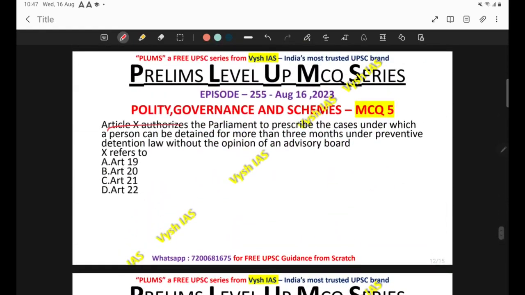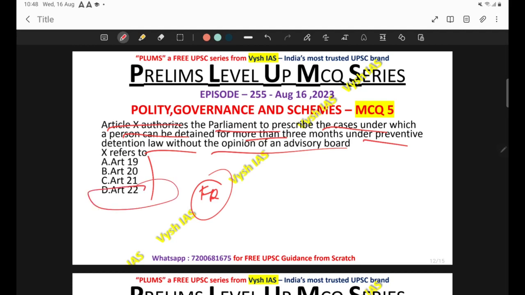Come to the next. Article X authorizes the Parliament to prescribe the cases under which a person can be detained for more than 3 months under preventive detention law without the opinion of an advisory board. So X refers to what article number? 4 article numbers are given. Again, it is a question from fundamental rights. If you are not aware of all the provisions of fundamental rights, then you will get messed up with this question. So here it's a standard question, and the correct answer is Article 22, which deals with this detention. I hope this is clear.